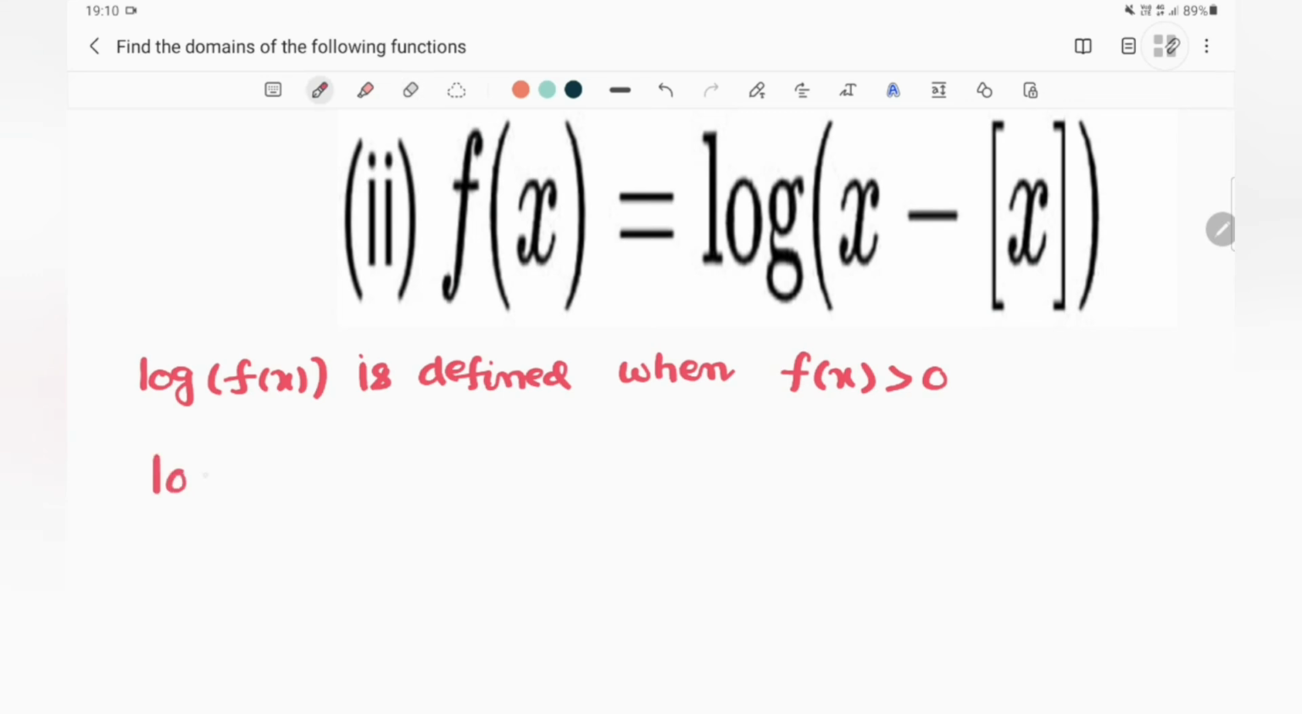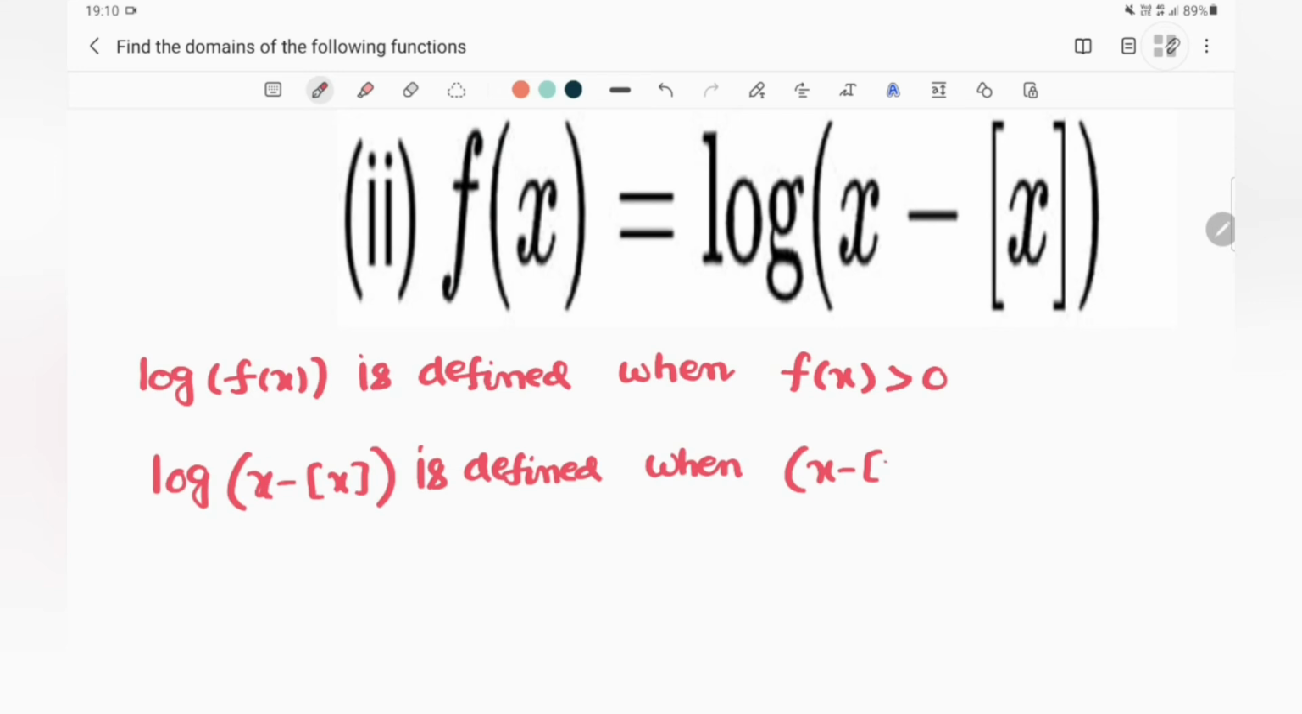So log of x minus step x is defined when x minus step x is greater than 0. That means x is greater than step x. Am I right? Are you able to follow, everyone? Yeah. X is greater than step x.